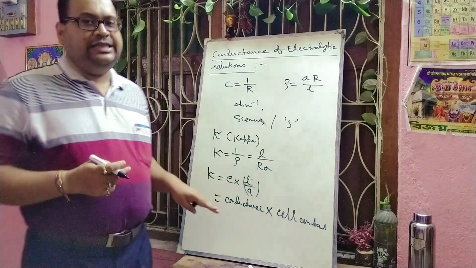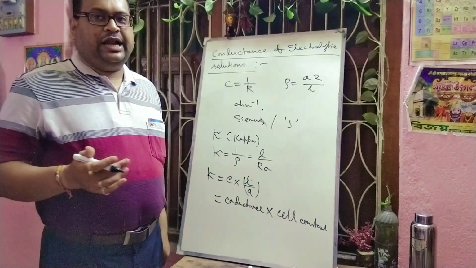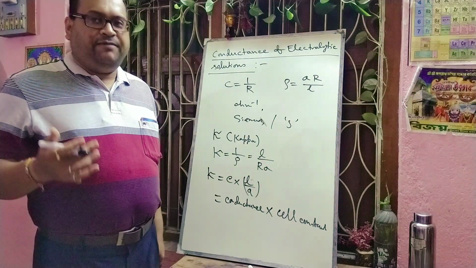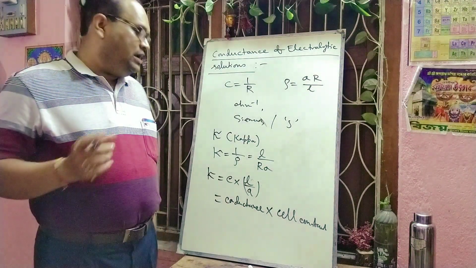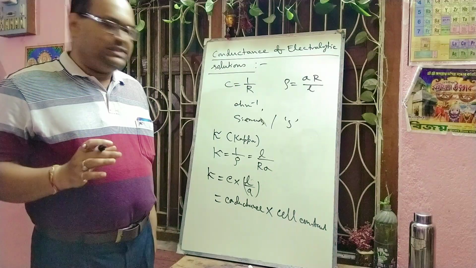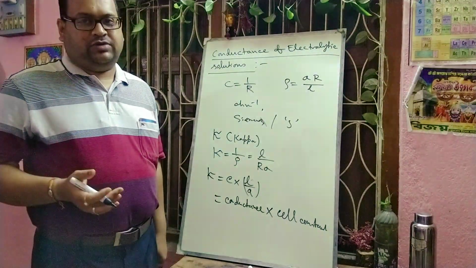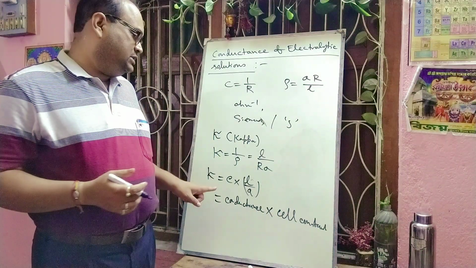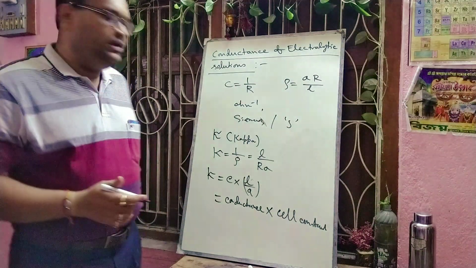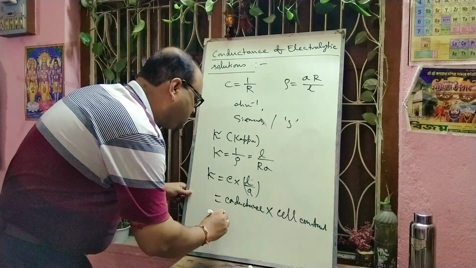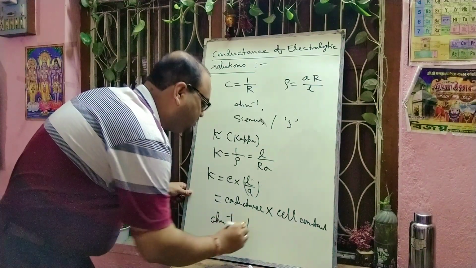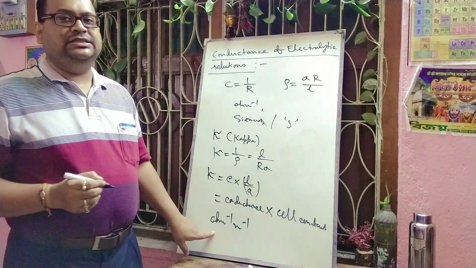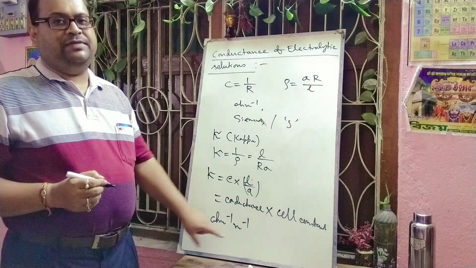So we can define this kappa in another way: conductivity may be defined as the conductance of a material when it is 1 meter long and its cross sectional area is 1 meter square. And what will be the unit of this kappa? Kappa's unit will be ohm inverse meter inverse, or we can write Siemens per meter.